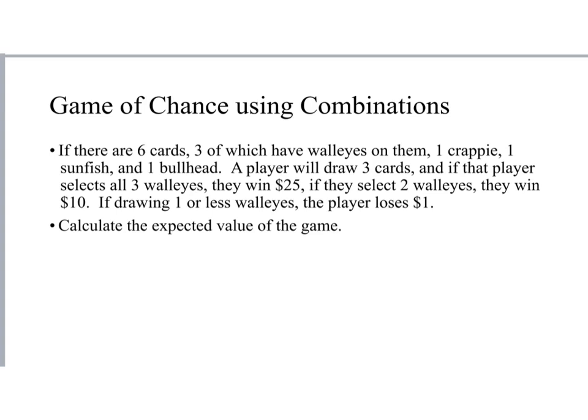Here's an example of a game of chance using combinations. There are 6 cards, 3 of which have walleyes on them, one crappie, one sunfish, one bullhead. A player will draw 3 cards, and if that player selects all 3 walleyes, they win $25. If they select 2 walleyes and one other, they win $10. If drawing one or less walleyes, the player loses $1. Calculate the expected value of the game.